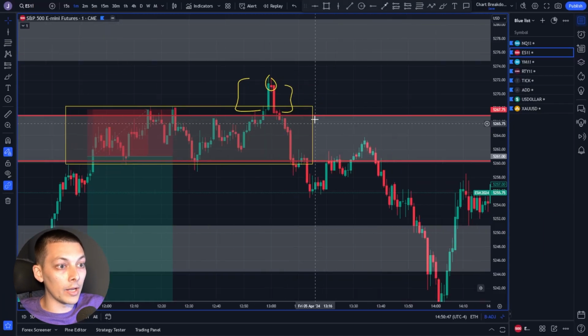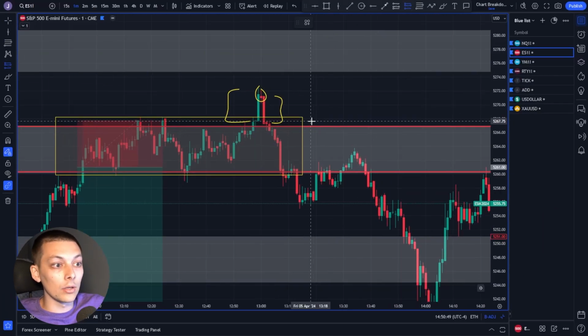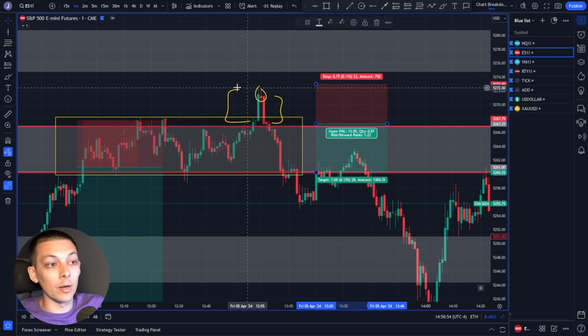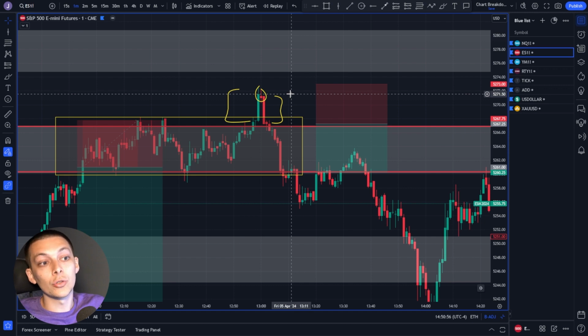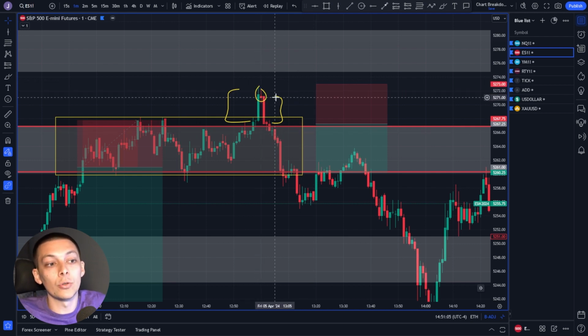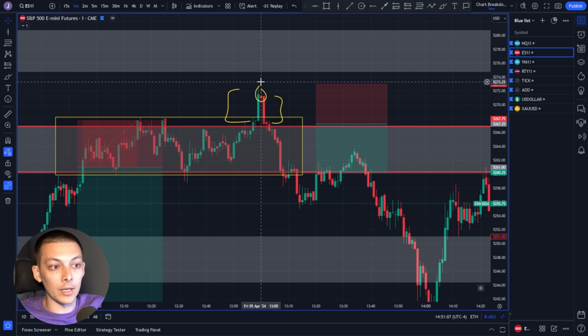So the way that you arrange this setup is you get in right here, and you put your stop right above the high. If the fake out is a true fake out, it shouldn't break past its pivot. This new pivot area should be holding, and we shouldn't go past. Otherwise, it's not a true fake out. So that's my invalidation area.